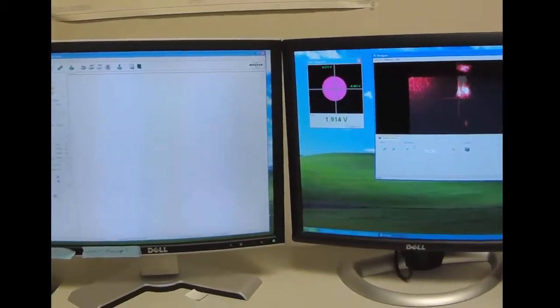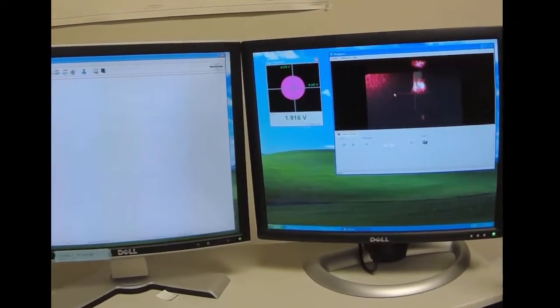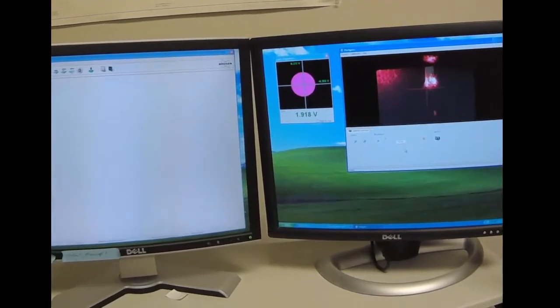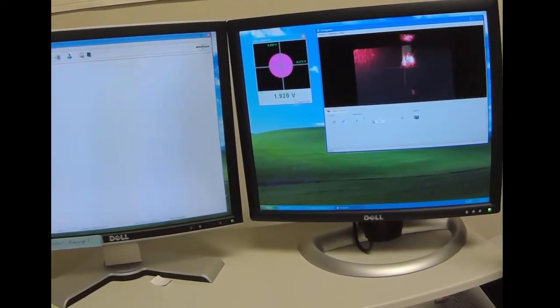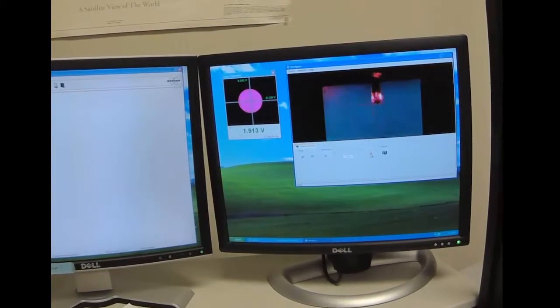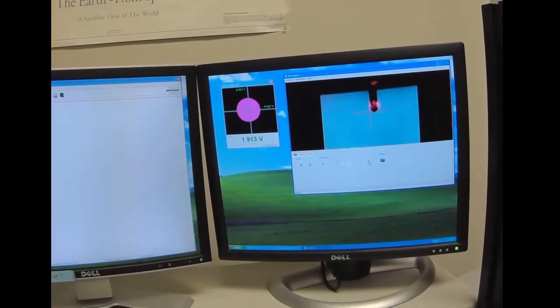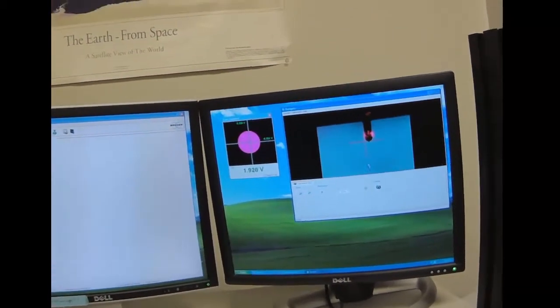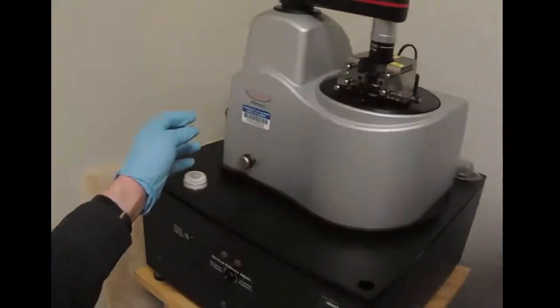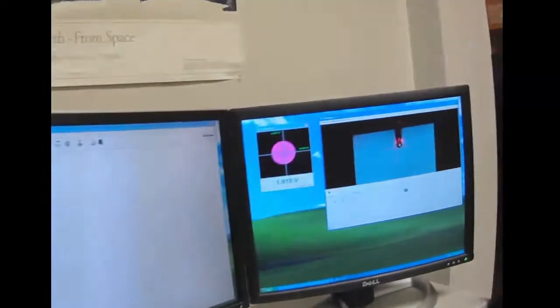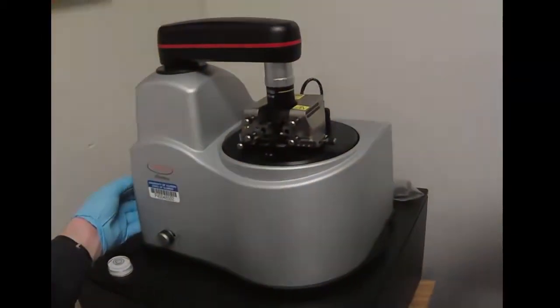Our sample is in place, our cantilever is aligned, we're ready to collect data. Let's first look at the surface of our sample and see if we're looking at anything interesting with the sample surface. So now we're going to focus our optical boom camera away from the cantilever to the surface.